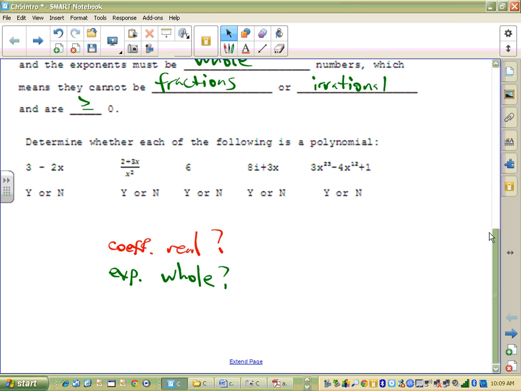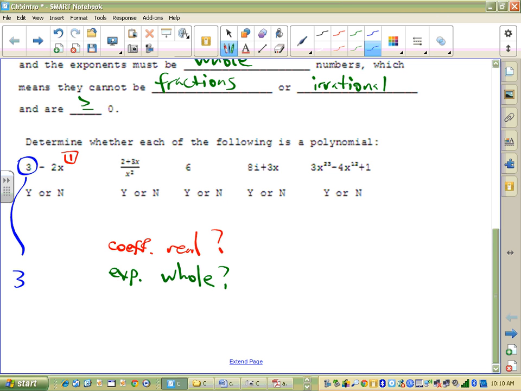But the first one, it's pretty clear. 3 is real, so is -2. The exponent here, even though it's not there, is 1. That's whole. Believe it or not, this term 3 right here, it's really 3 times x to the 0 power, because remember what the 0 power does? So 0's whole, so the answer to this first one, yes, it is a polynomial.